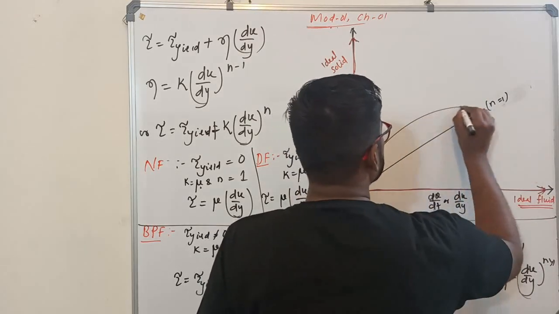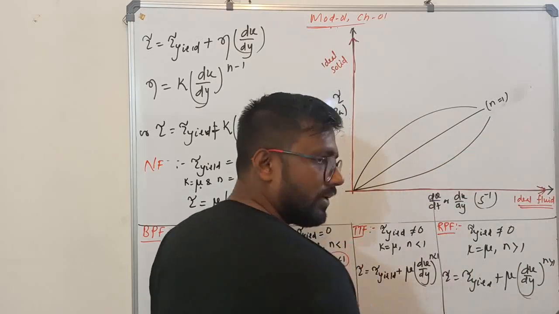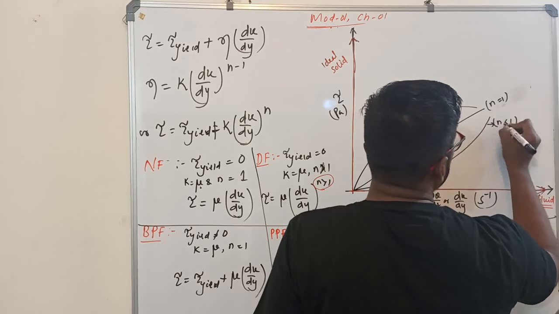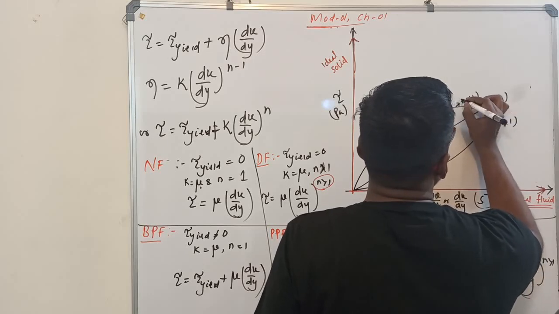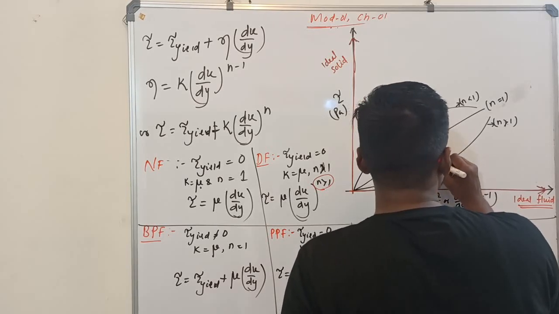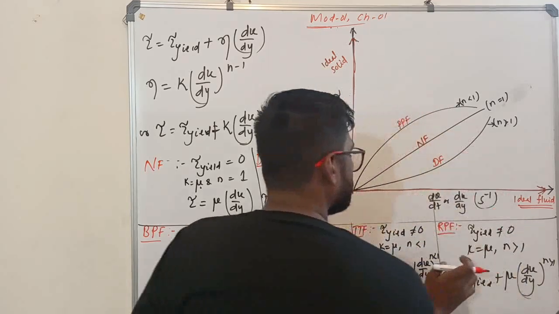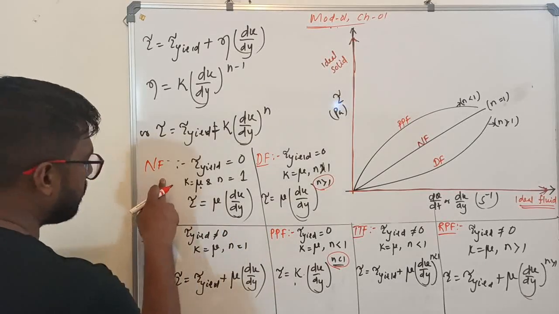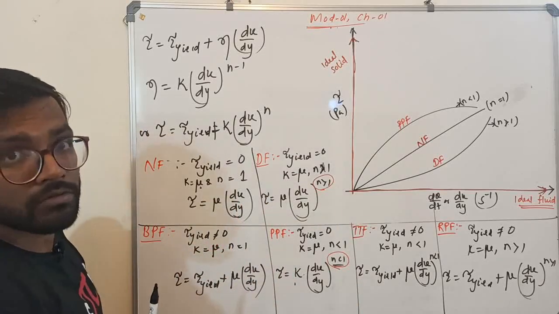Now, how was my graph for the pseudoplastic fluid? This was the graph for the pseudoplastic fluid. How was the graph for the dilatant fluid? Below. Here, this n value is greater than 1. And here, the n value is less than 1. Which fluid is there? Sir, Newtonian fluid. Sir, dilatant fluid. Sir, this is pseudoplastic fluid. Pseudoplastic fluid, n is less than 1; Newtonian fluid, n equal to 1; and dilatant fluid, n is greater than 1. Okay? Very, very good.